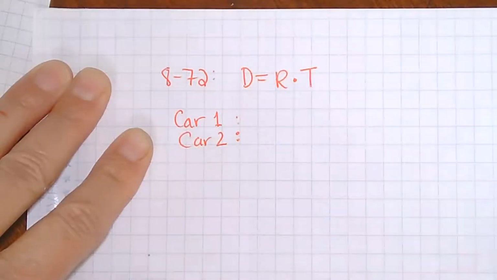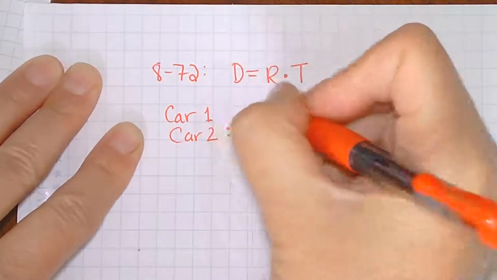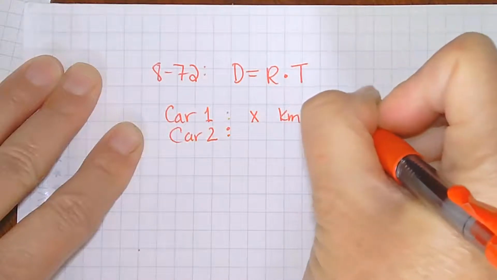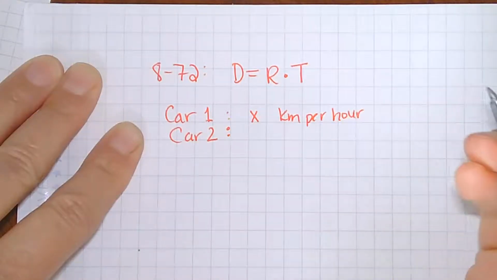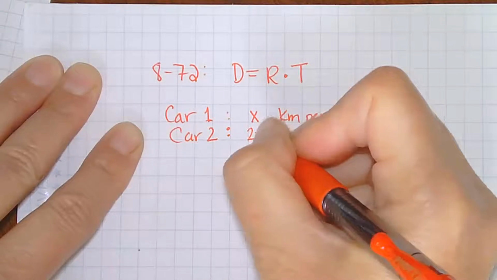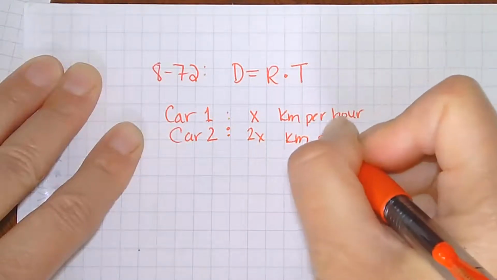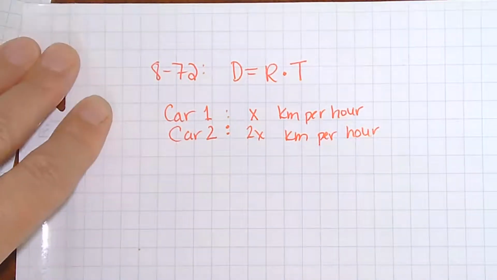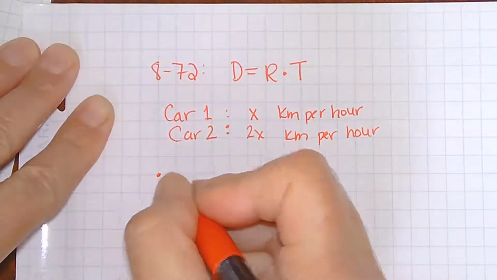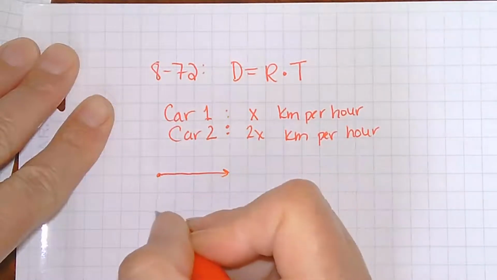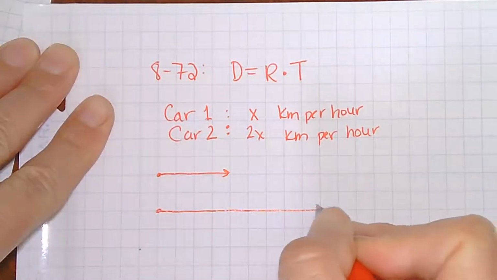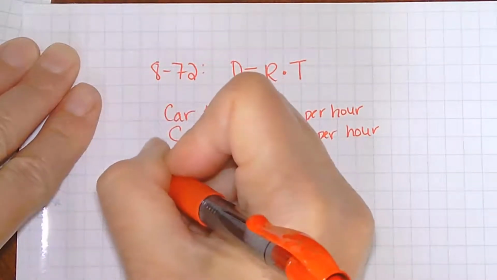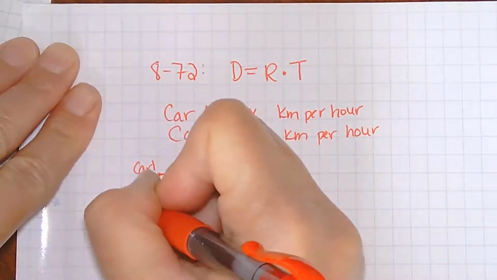One car is traveling twice as fast as the other, so I'm going to say that one is traveling x kilometers per hour. And the second one is going twice as fast, so it's going to be 2x kilometers per hour in terms of their rates. So I've got one car starting off, car 1, and car 2. Again, car 2 is going faster, so it's going to go further. So I'll label this one car 1, I'll label this one car 2.